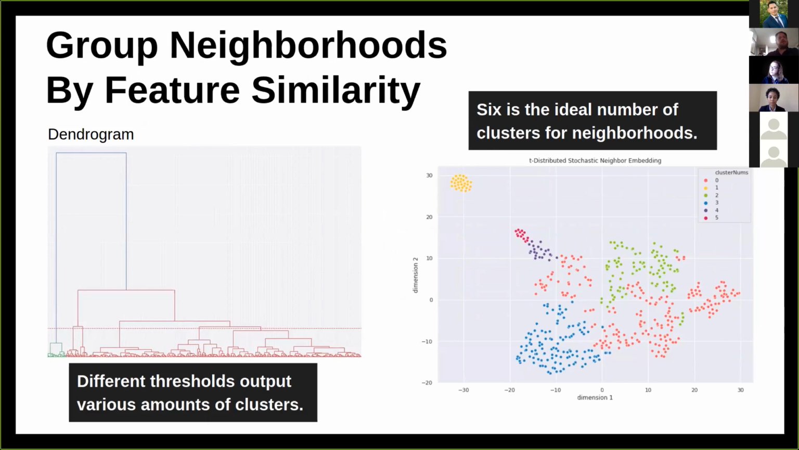Finally, we applied hierarchical clustering. This dendrogram on the left shows how different thresholds can output different amounts of clusters. The longer the line on the y-axis conveys greater variance between those clusters.